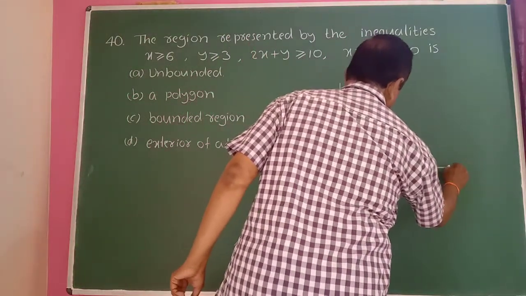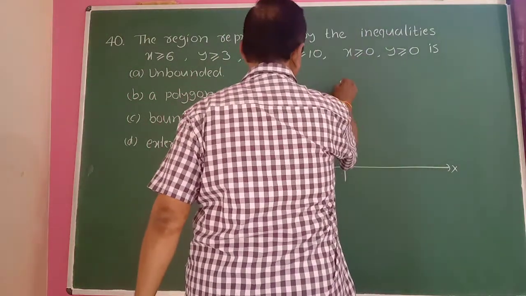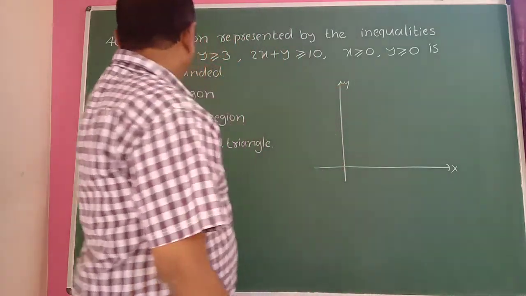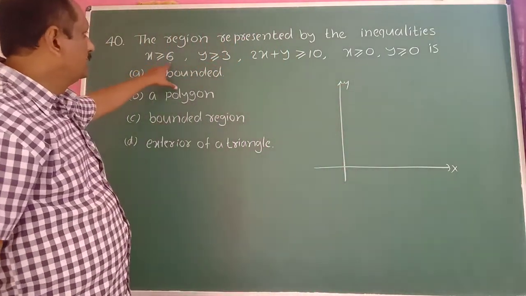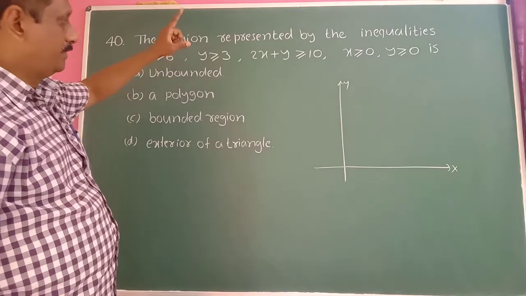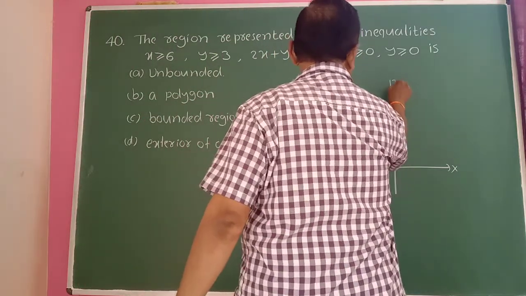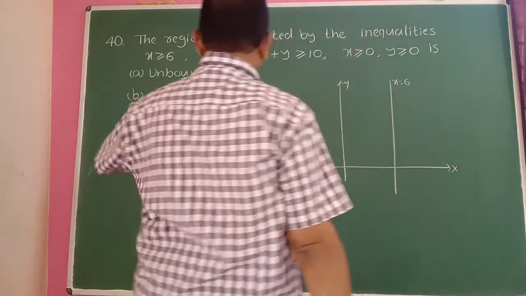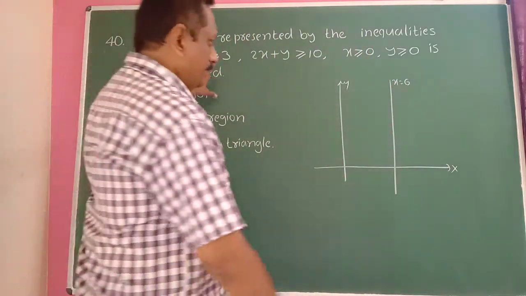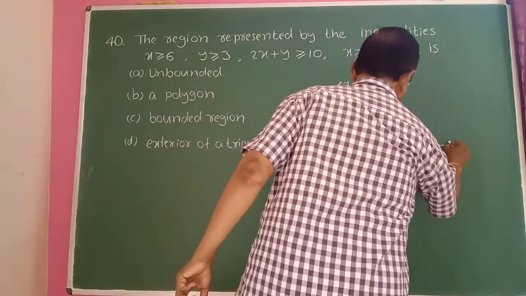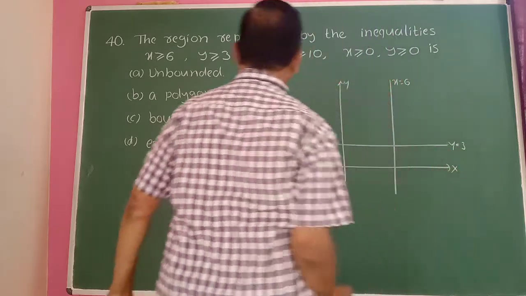here this is the x axis and here the y axis. So x greater than or equal to 6 is a line parallel to the y axis. So this line, take care, x equal to 6. Then y is equal to 3, a line parallel to the x axis. So y is equal to 3 here.